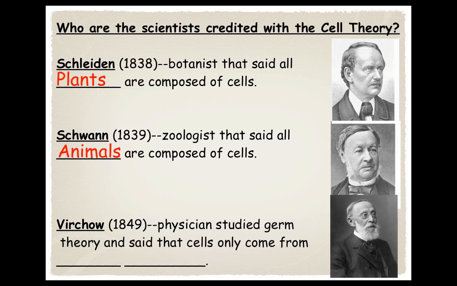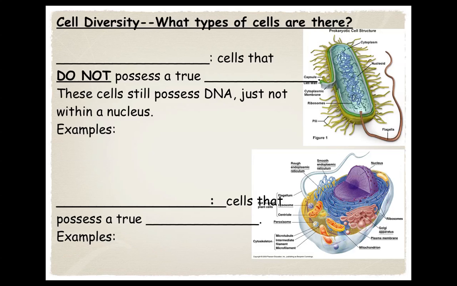And then Virchow, he was a physician. He studied germ theory, the idea that it takes bacteria and viruses to make us sick. And he said that cells only come from existing cells. Again, supporting the work that Pasteur, Spallanzani, and Redi did, which we learned about their experiments. They all proved the theory of biogenesis, and Virchow said that that was true. So these 3 guys are really credited with the cell theory, which you just saw on the other slide.